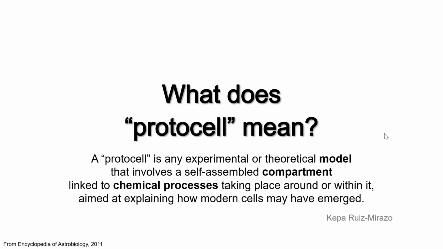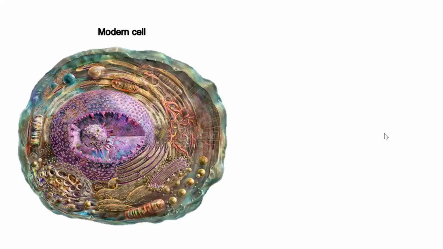So if we look at what a modern cell is, modern cells are quite complex systems. They are systems that host a multitude of different chemical reactions. And these chemical reactions take place in different compartments that are localized inside a cell.